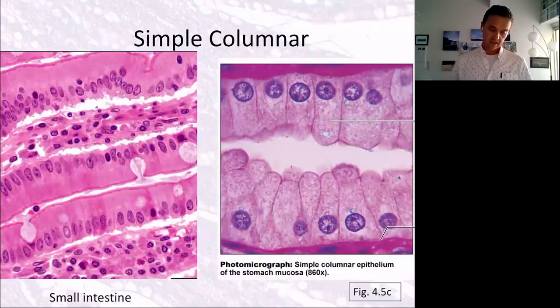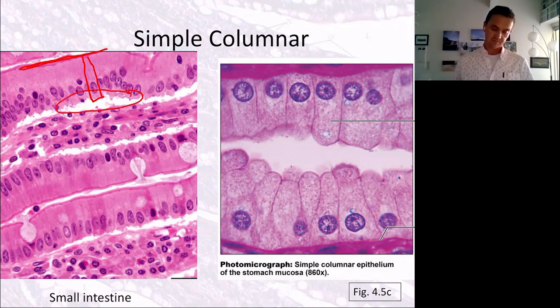So here's what we got. Here it is in the small intestine. Those cells are nice and tall, single layered. We can see that basement membrane there clearly, and then this is the open area where the food would be passing through. We can also see special cells that we typically find in this area called goblet cells. Goblet cells are mucus producing cells. They're going to be releasing mucus into the digestive tract. Again, we see it in the stomach here as well, and we can see those little microvilli there.